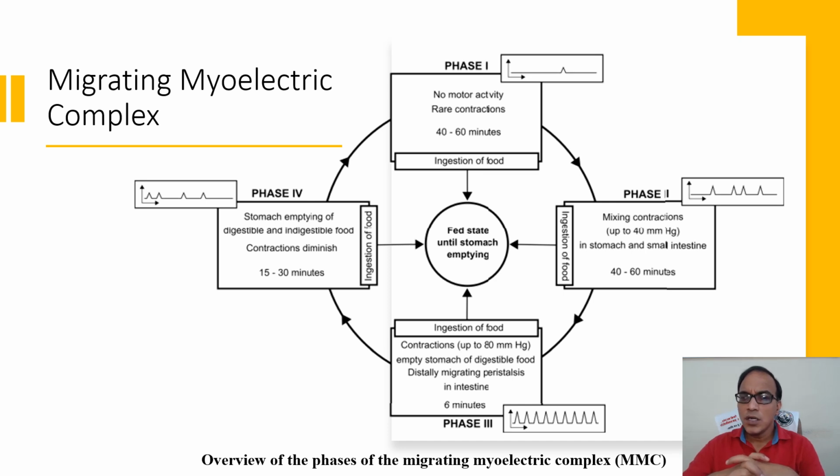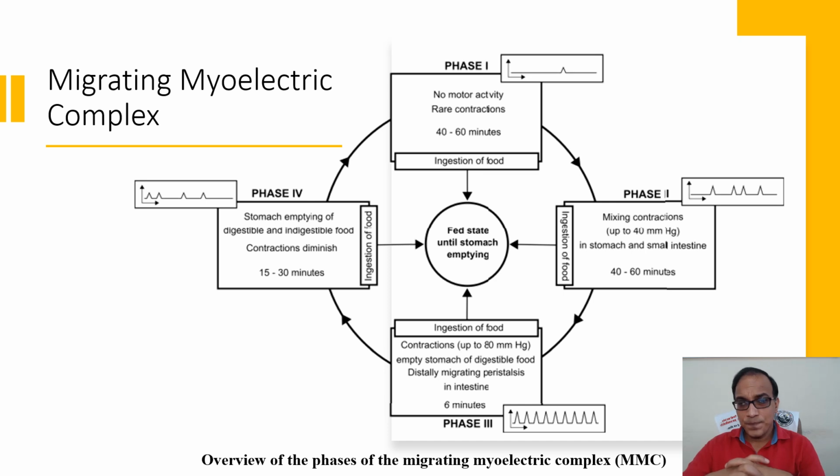In phase 2, the mixing contractions are there, up to 40 mm of mercury pressure in the stomach and in the small intestine, and it is for a further 40 to 60 minutes after the ingestion of food.